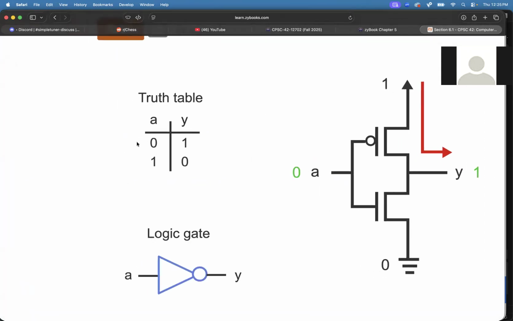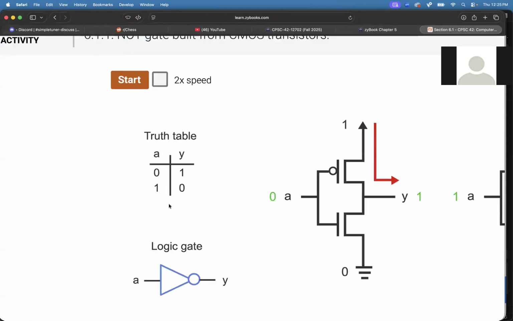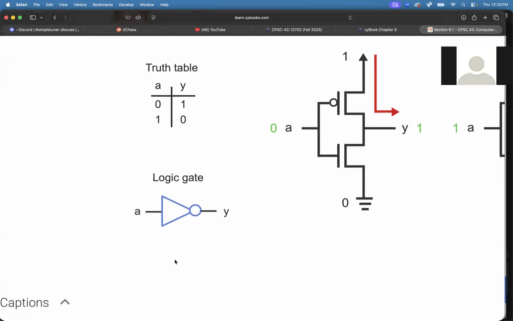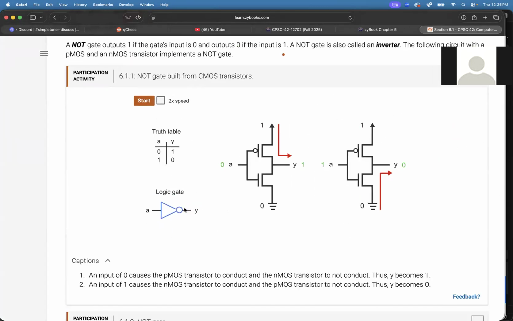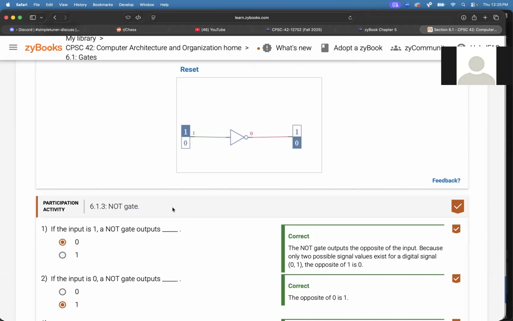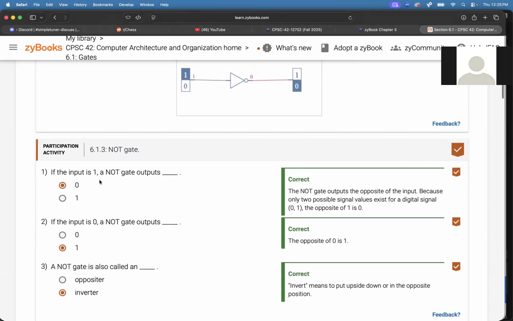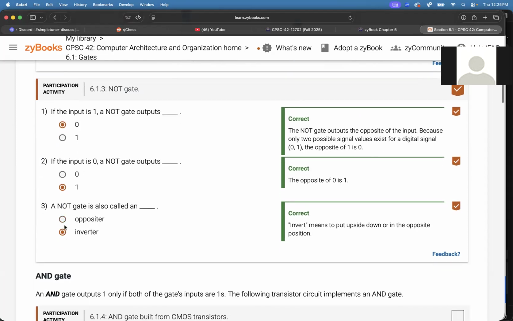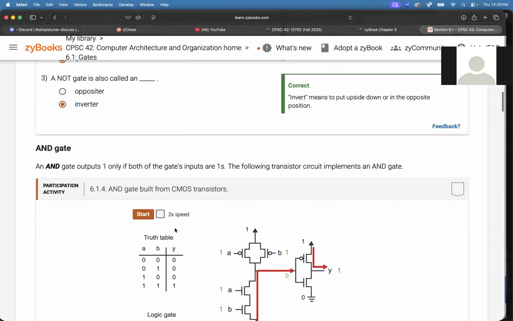So with that said, we should know the truth table for the NOT gate, where if the input is 0, the output is 1. If the input is 1, the output is 0. And we should know the symbol for a NOT gate. And then we should be able to answer questions like these. They're already answered, unfortunately. If the input is 1, NOT outputs 0. If the input is 0, NOT gate outputs 1. A NOT gate is called an inverter, not an oppositor, but you know, oppositor sounds nice, but not the word.